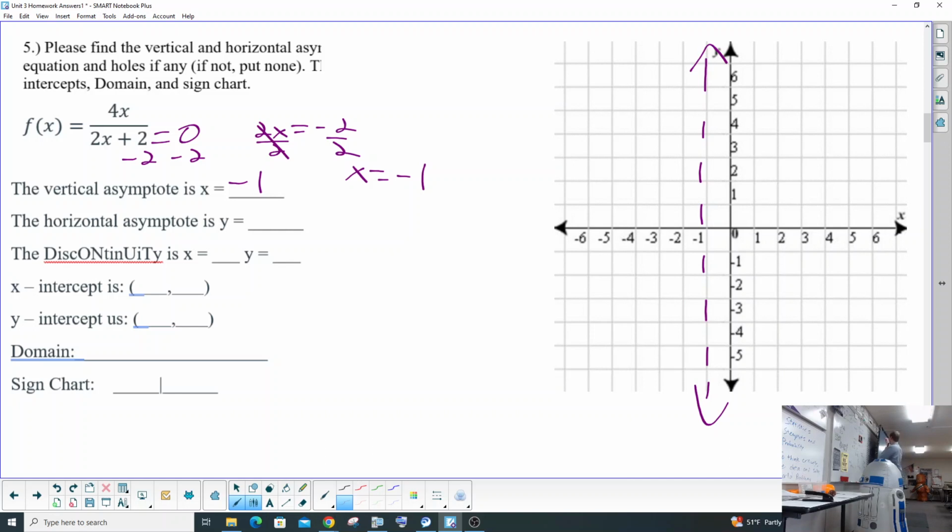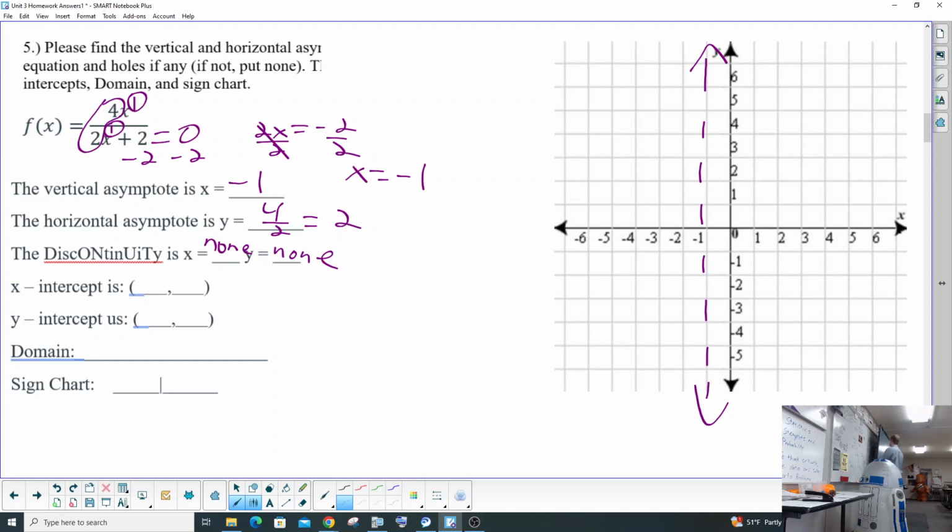Horizontal. Powers are the same. So we use the what? Numbers in front. 4/2. And 4/2 is just a 2. Remember, the powers have to be the same: either 2/2, x squared over x squared, or x first over x first. Okay, anything cancel from top and bottom? Not really. We don't see any holes yet.